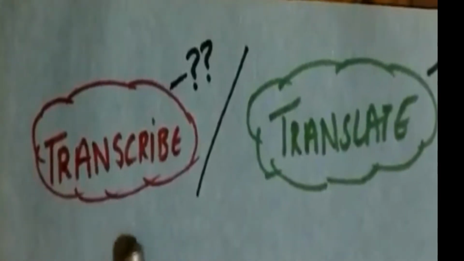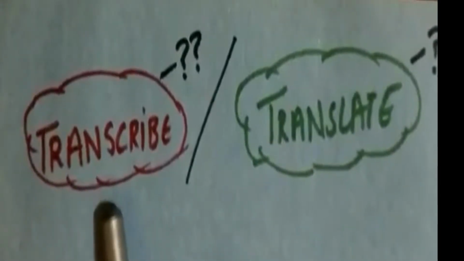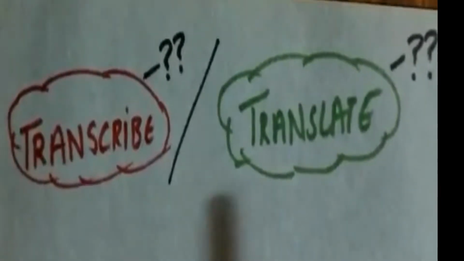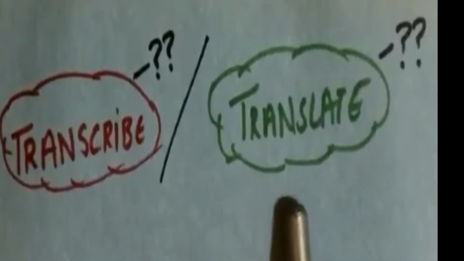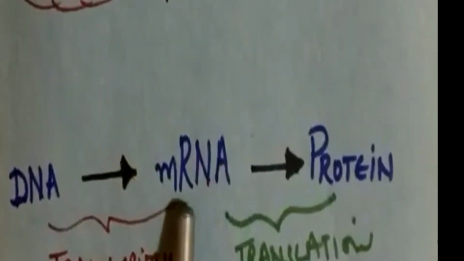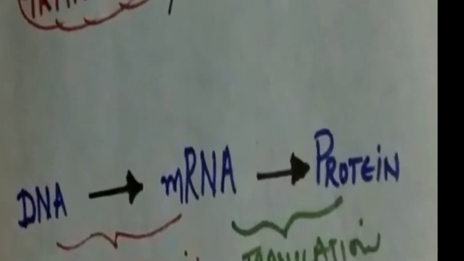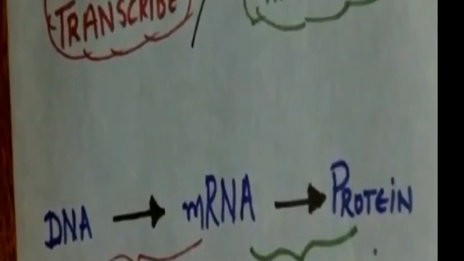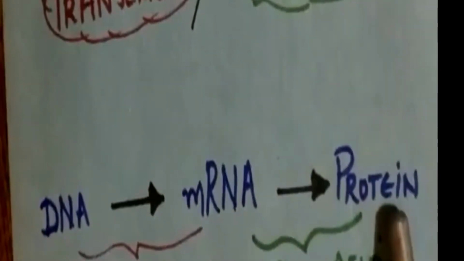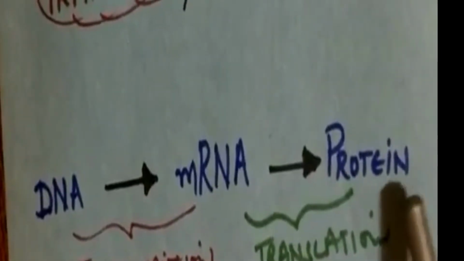Let's start off by differentiating between the terms transcribe and translate. Transcribe is when you copy from one medium to another, whereas translate is when you convert into a different language. When the information in DNA is copied into mRNA, that is called transcription. In the process of translation, ribosomes use mRNA to synthesize protein that contains a specific series of amino acids.